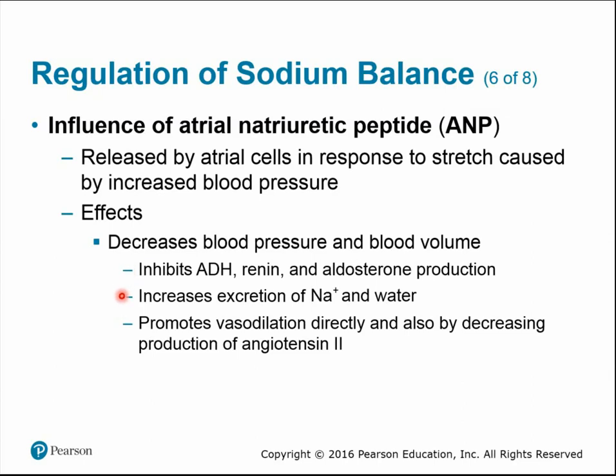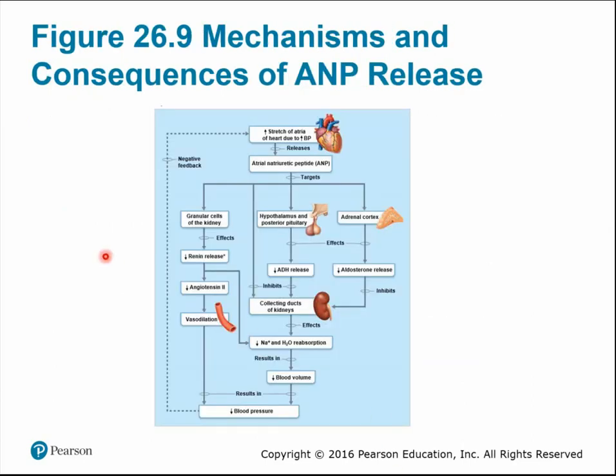That's going to increase the amount of sodium and water that we are losing to the urine. It's also going to promote vasodilation directly to decrease the blood pressure and also decrease production of angiotensin II. Angiotensin II was a very potent vasoconstrictor to raise blood pressure. So if we want to lower blood pressure, then we need to turn off the angiotensin II and dilate the blood vessels. This is showing this pathway.